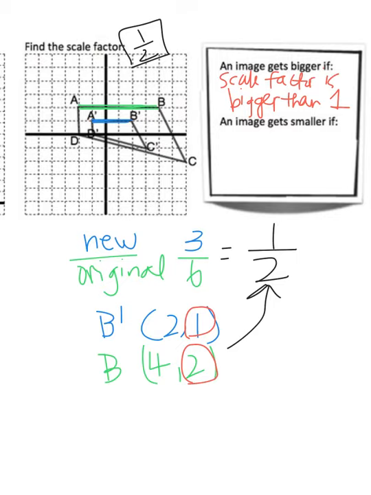And then an image is getting smaller if the scale factor is between 0 and 1. So any fractions in between 0 and 1 will make our image smaller. Just like here, we had a scale factor of 1/2, and it got smaller.